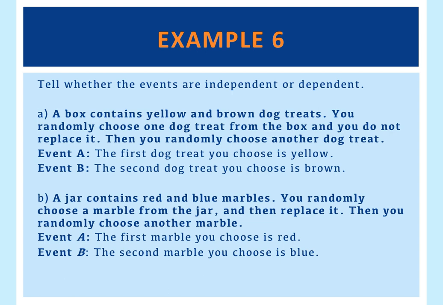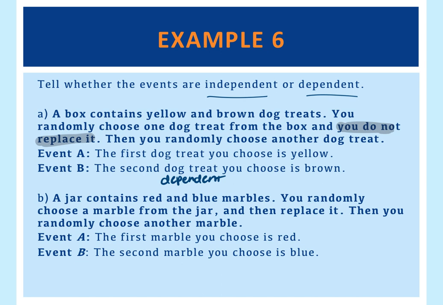This says, tell whether the events are independent or dependent. A box contains yellow and brown dog treats. You randomly choose one dog treat from the box. You do not replace it. Then you would choose another dog treat. Event A, the first dog treat you choose is yellow. Second is that it's brown. So we're not actually finding the probability here. We just want to know if these are independent or dependent. And the wording that's super important is you do not replace it. You do not replace it means that these are dependent. After that first pull, you have altered your sample space.